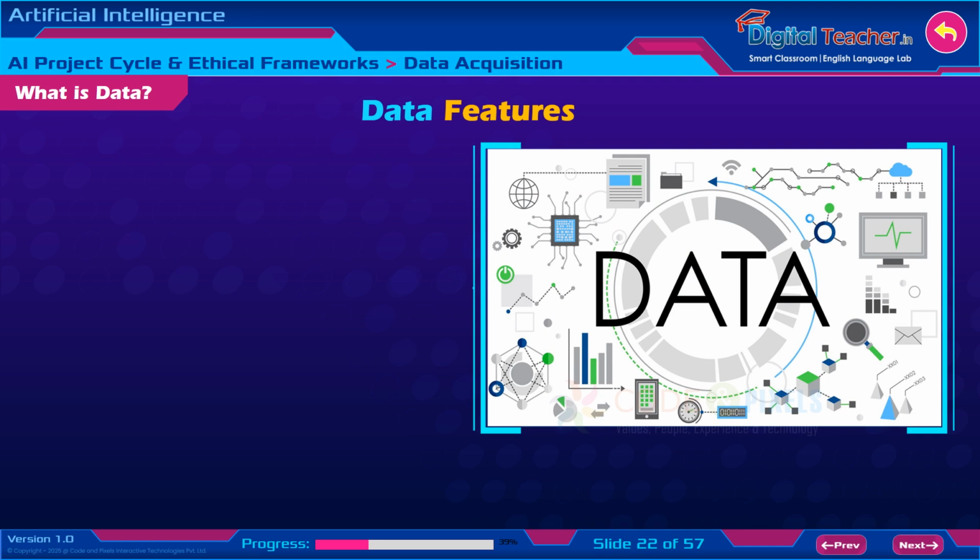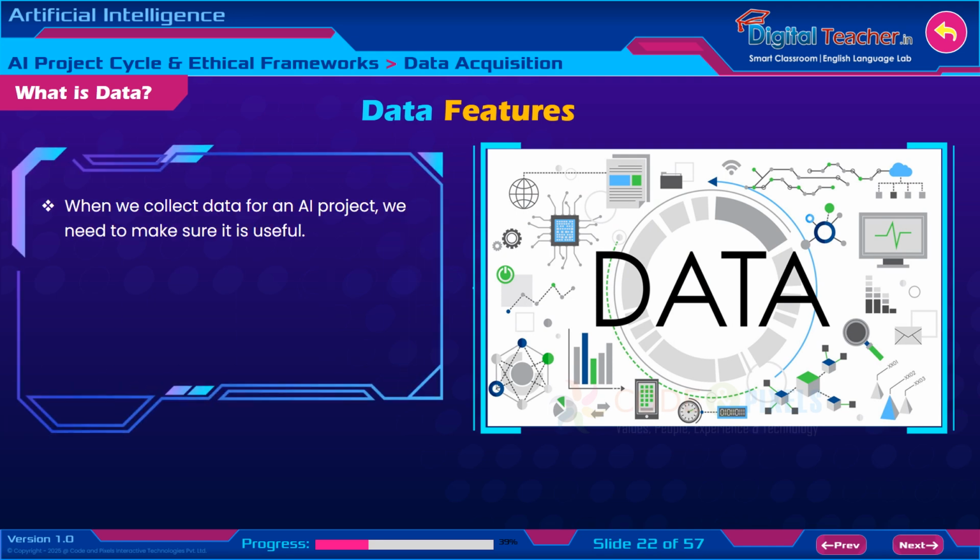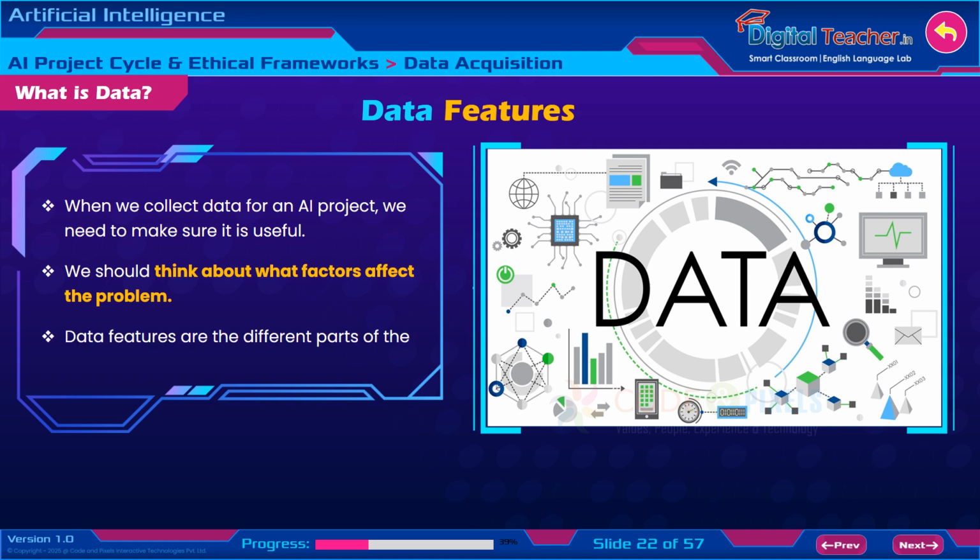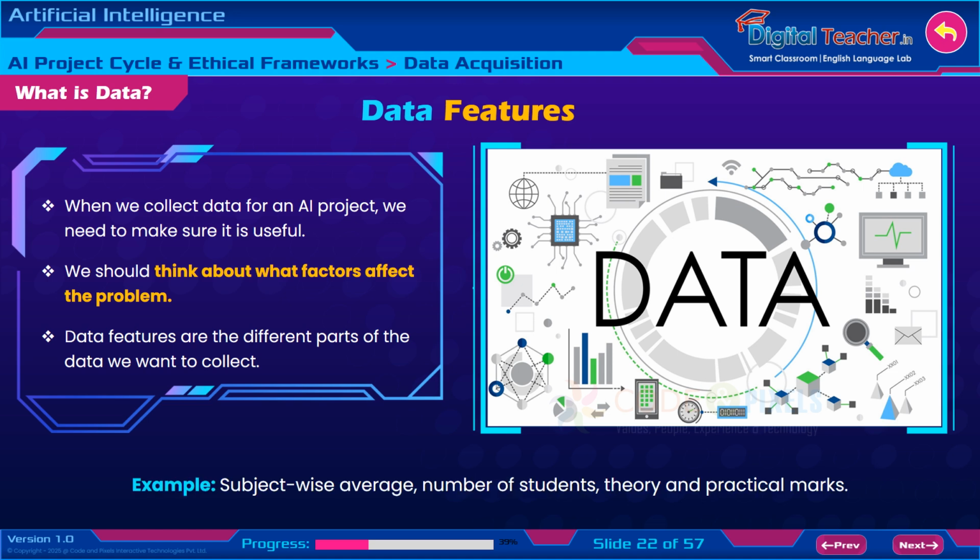Data features. When we collect data for an AI project, we need to make sure it is useful. We should think about what factors affect the problem. Data features are the different parts of the data we want to collect. Example, subject-wise average, number of students, theory and practical marks.